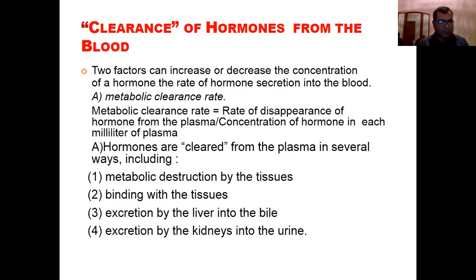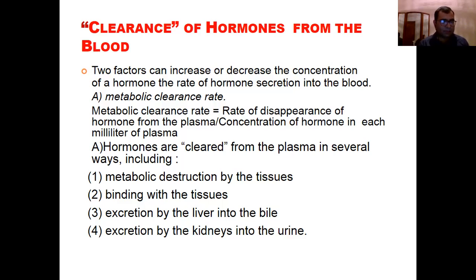To calculate this clearance rate, one measures first the rate of disappearance of the hormone from the plasma per minute, and second the concentration of the hormone in each milliliter of plasma. Then the metabolic clearance rate is calculated by the following formula: metabolic clearance rate is equal to the rate of disappearance of the hormone from the plasma divided by the concentration of hormone in each milliliter of plasma.